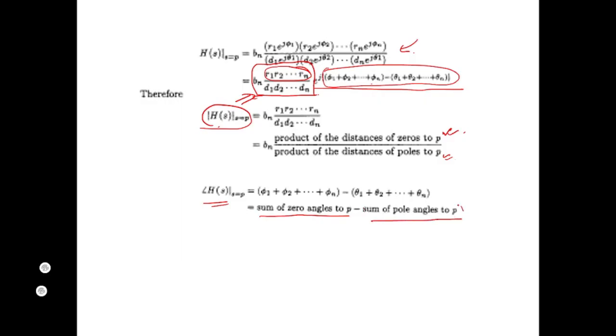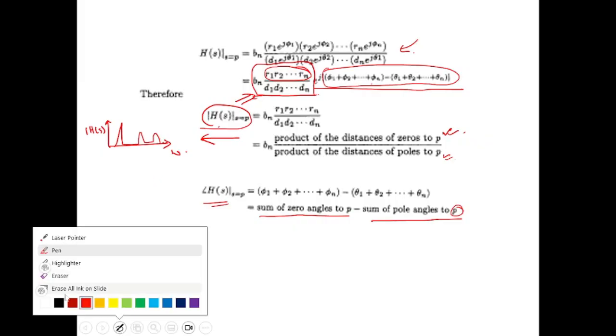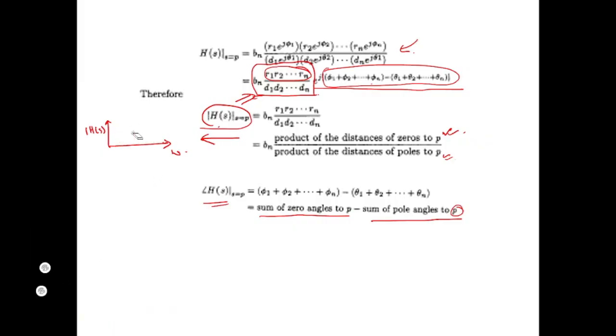But P is not a fixed point. So from this equation, we will be getting one plot, which is the modulus of H(s). Now P is a varying point on the omega axis, so we will be getting some plot over here, say for example like this or whatever. If it is a filter, it may be a high pass filter or a low pass filter. If it is a low pass filter, we'll be having something like this.